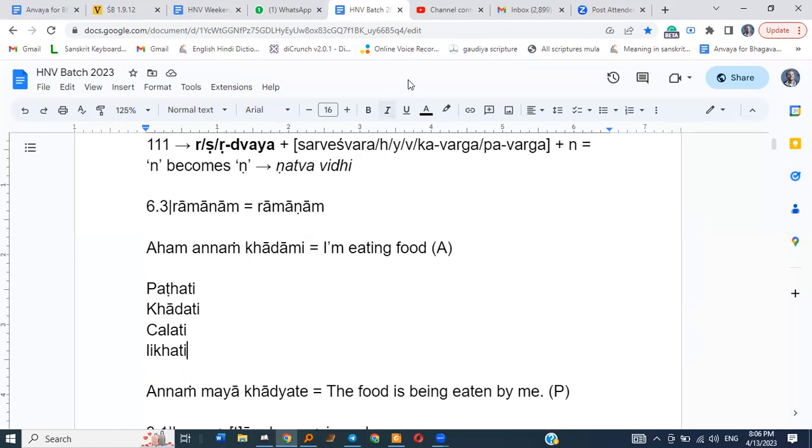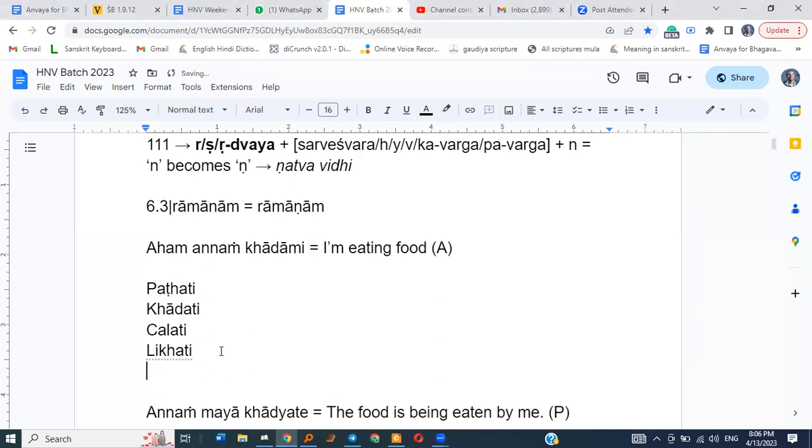What will be the sentence? Krishna is studying. How will you say that in English? Krishna is studying. Krishna Patati. Simple. Madhusudana is eating. Madhusudanaha khadati. Yeah, quite simple. Rama is walking. So Ramaha chalati.